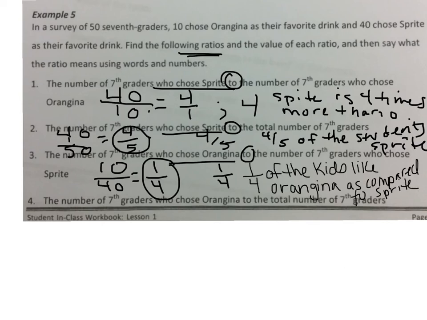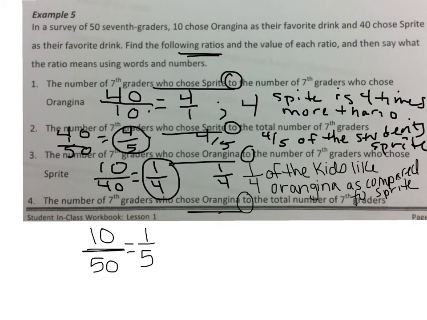Okay, and the last example says the number of 7th graders who chose Orangina to the total number of 7th graders. So we are asked to compare the 7th graders who like Orangina, so that again is 10, that would be your top number. Compare that to, there's our keyword, there's where our fraction guideline goes, and the total number of 7th graders is 50. So that's our ratio of Orangina to total people. If I wanted to reduce that fraction, that would just divide the top and bottom by 10. It's going to equal 1/5 or 1 to 5.